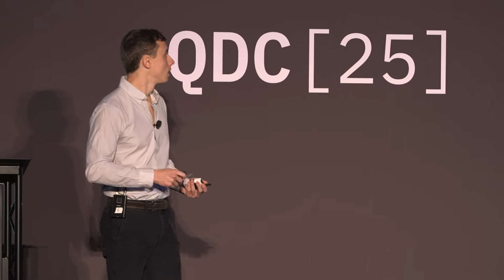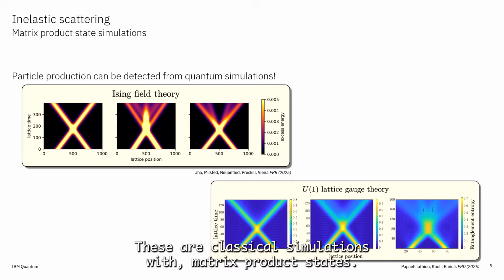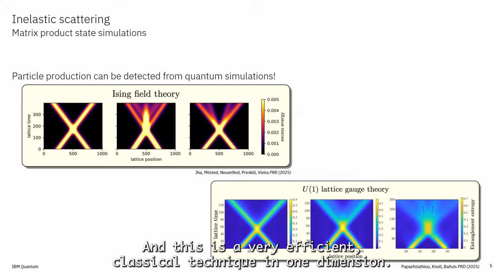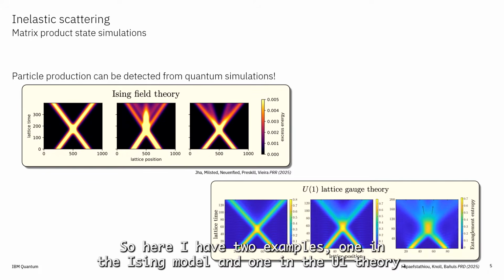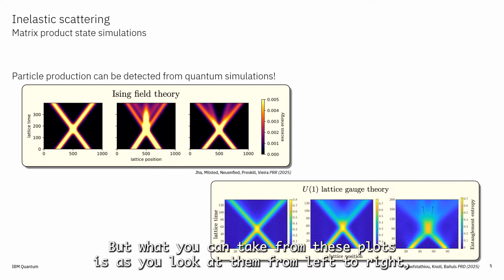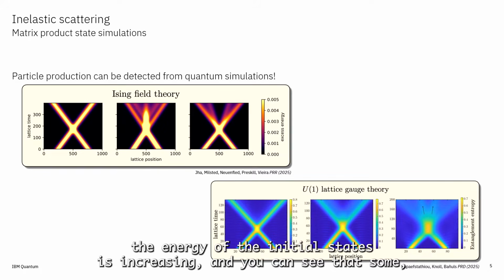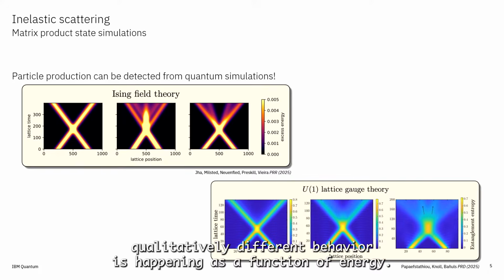So here I'm showing two more examples of now high energy collisions. These are classical simulations with matrix product states, and this is a very efficient classical technique in one dimension. So here I have two examples, one in the Ising model and one in the U1 theory. And again, the details aren't too important, but what you can take from these plots is, as you look at them from left to right, the energy of the initial states is increasing, and you can see that some qualitatively different behavior is happening as a function of the energy.